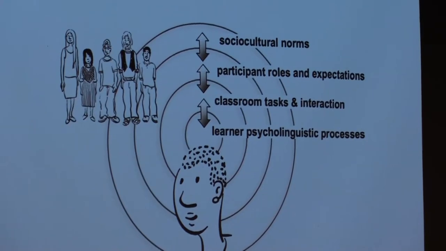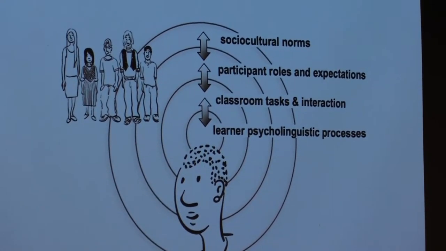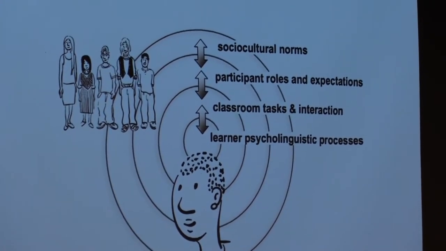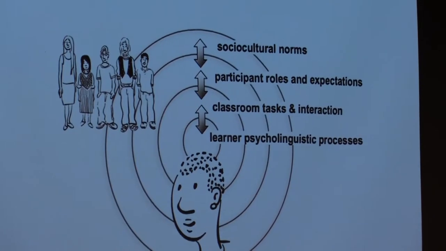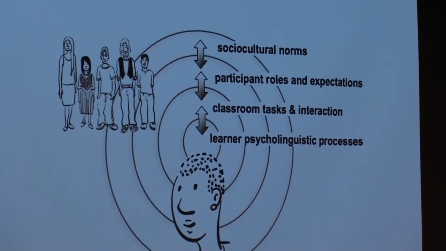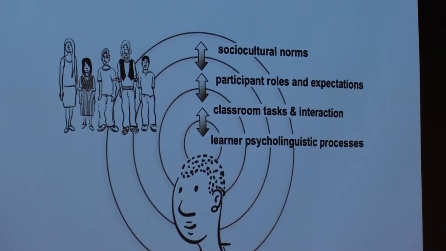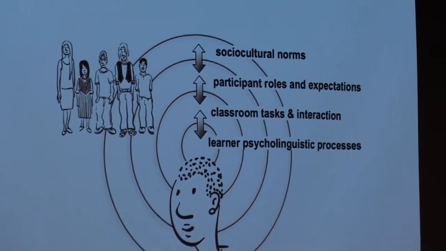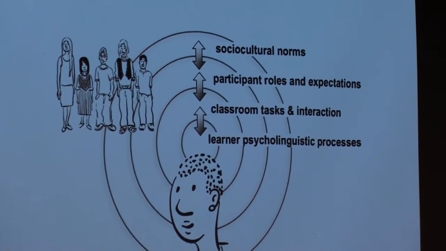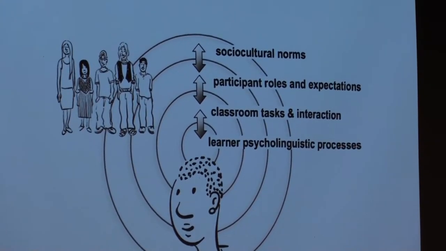But the learner's psycholinguistic processes engage with classroom tasks and interaction that the teacher designs and tries to implement. And those classroom tasks and interaction in turn are informed by broader socially determined participant roles and expectations. And those may be shaped by sociocultural norms of what good language teaching looks like.